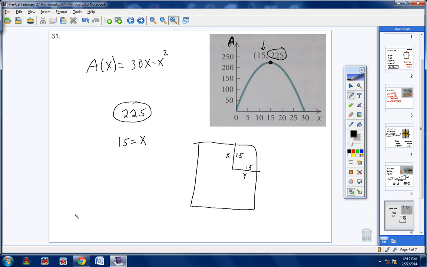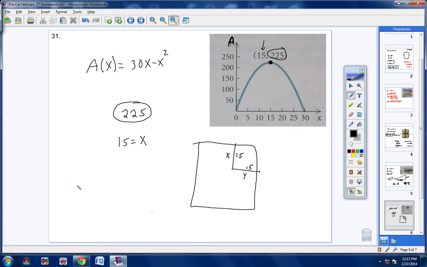A square is a rectangle. All squares are also rectangles. Rectangles are not all squares. The definition of a rectangle is a parallelogram with 4 right angles, and a square is a parallelogram with 4 right angles. So a square is also a rectangle. But anyways, if x is 15, y has to be 15.